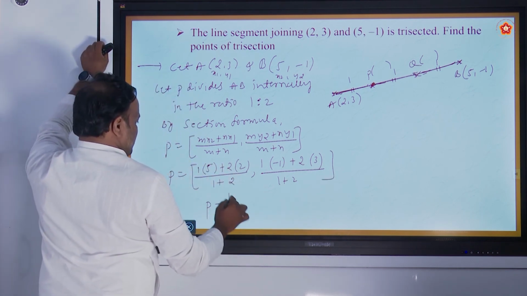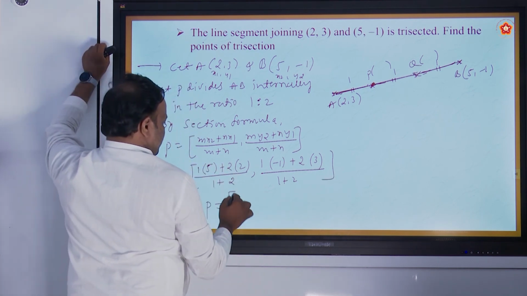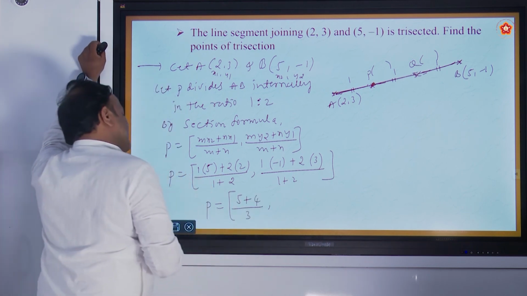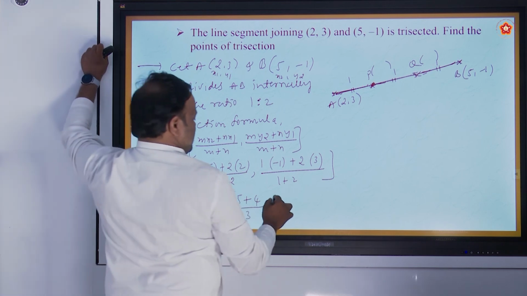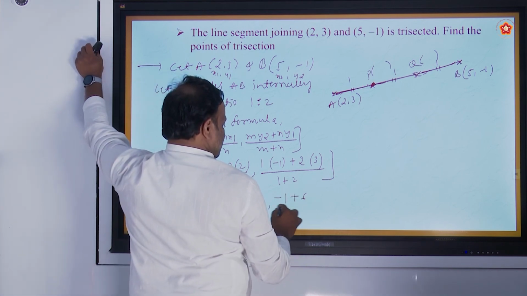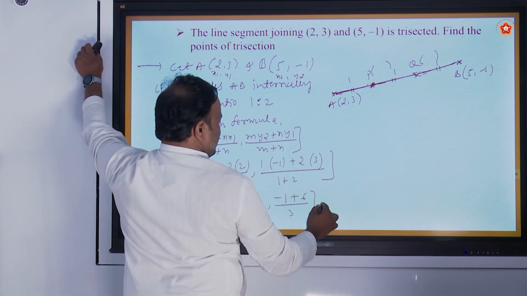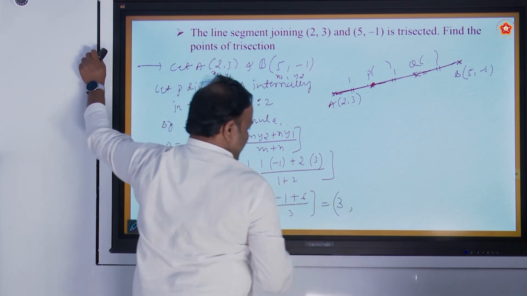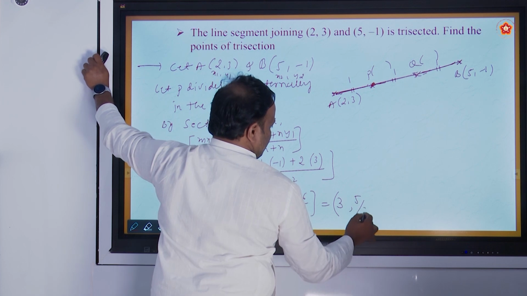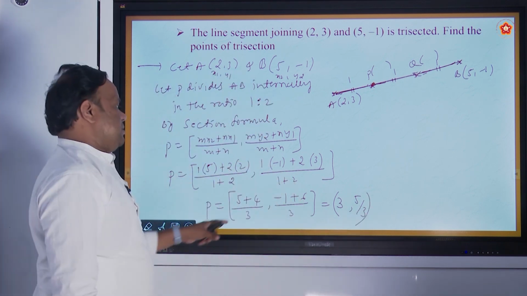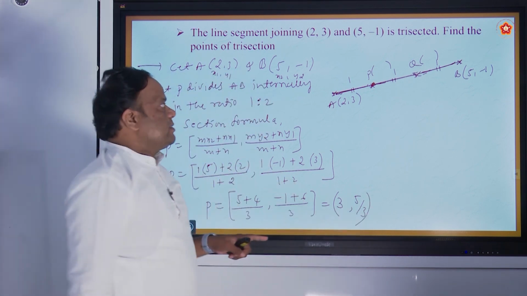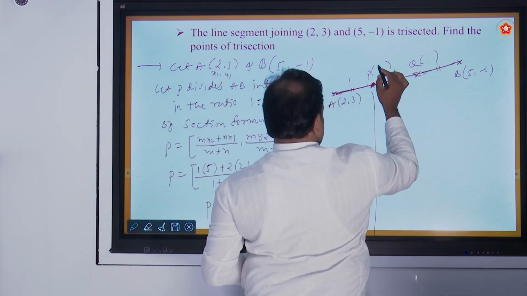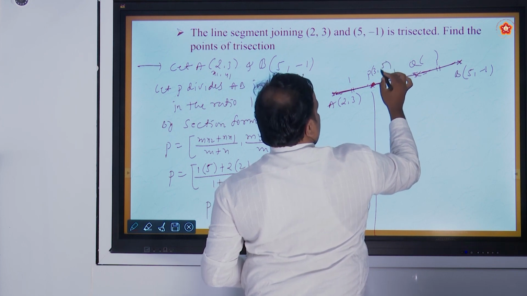Simplification. P equals, observe, 1 into 5 is 5, plus 2 into 2 is 4, by 3. This is minus 1 plus 2 into 3 is 6, by 3. What is the final answer here? 5 plus 4 is 9, 9 by 3 is 3. This is 5 by 3. Therefore, the coordinates of P are (3, 5/3). This is the first point.